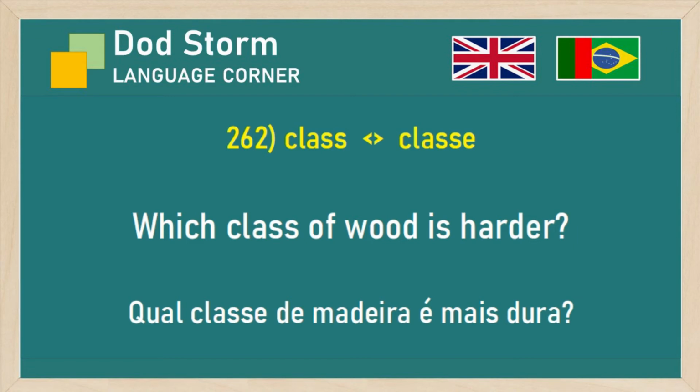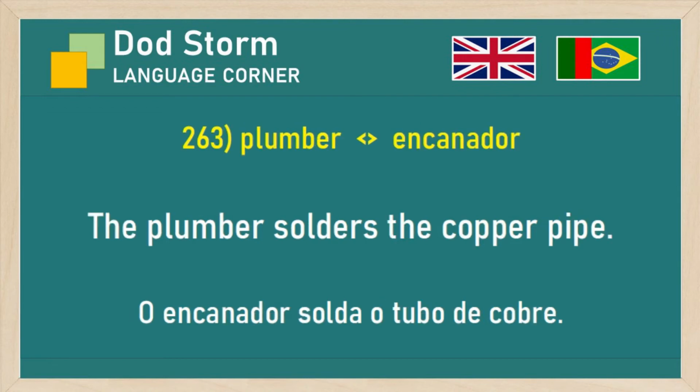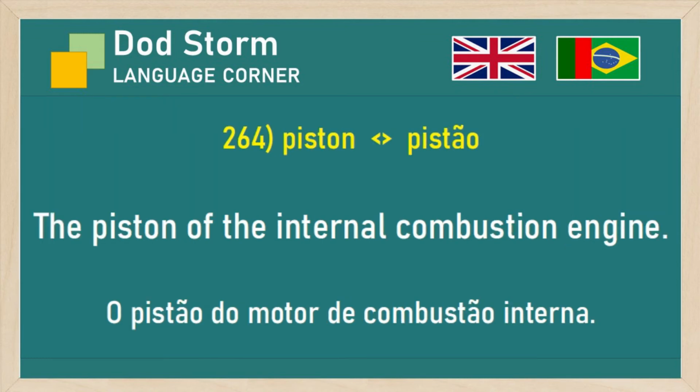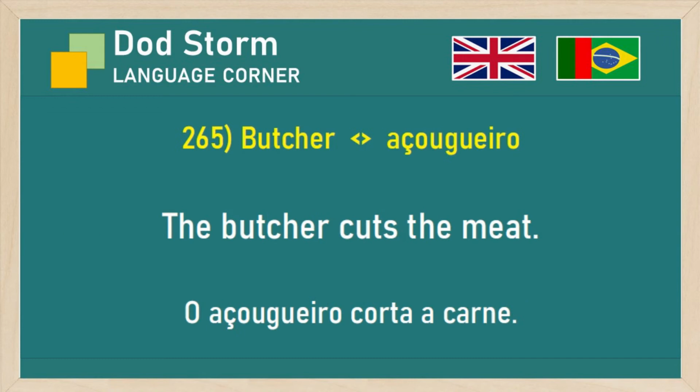Which class of wood is harder? The plumber solders a copper pipe. The piston of the internal combustion engine. The butcher cuts the meat.